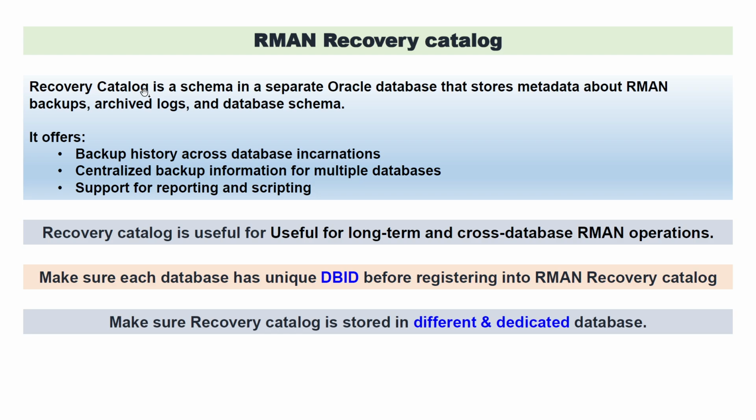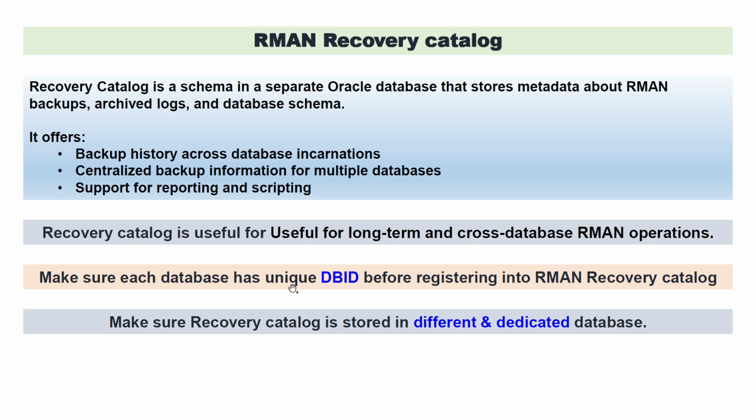So RMAN recovery catalog is basically a schema. Now remember one thing, you can create this schema in the same database which you are trying to backup, but that serves no point. You should not do that. You should always designate a separate database as your recovery catalog. A recovery catalog is useful for long-term and cross-database RMAN operations. Make sure each database has a unique DB ID before registering into the RMAN recovery catalog.